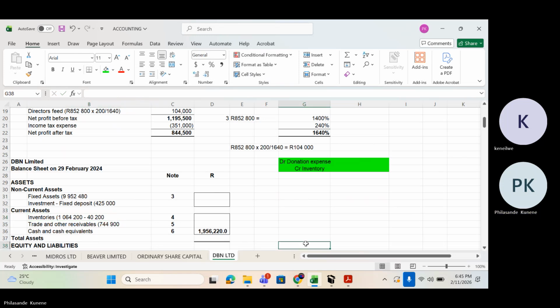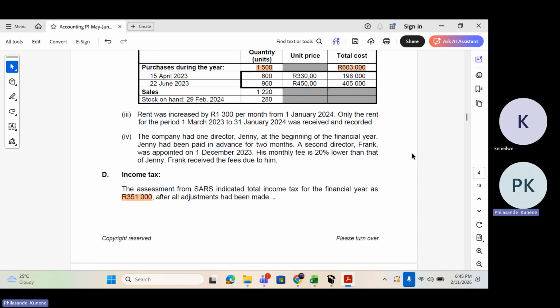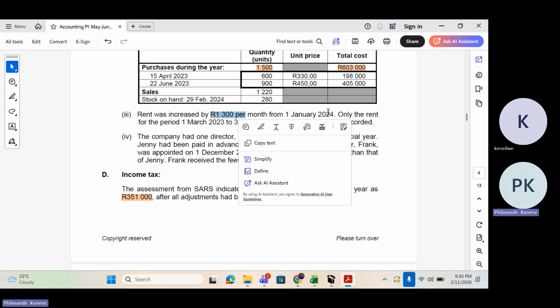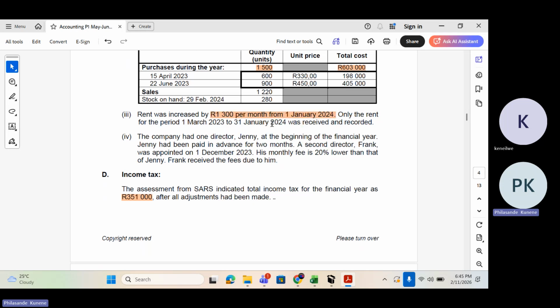Are you following? Okay, perfect. Now let's carry on to number 3. They said rent was increased by 1,300 per month from 1 January 2024, which means that's when the rent was increased. Only the rent for the period 1 March 2023 to 31 January 2024 was received and recorded. So is this an accrued income or income received in advance? Income received in advance. Why are we saying that?